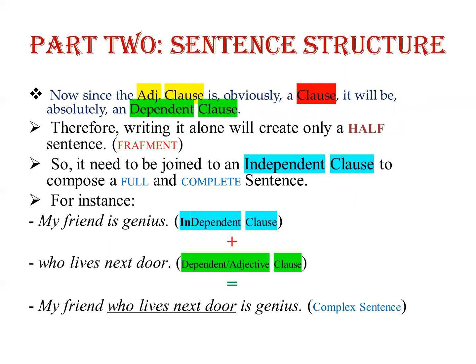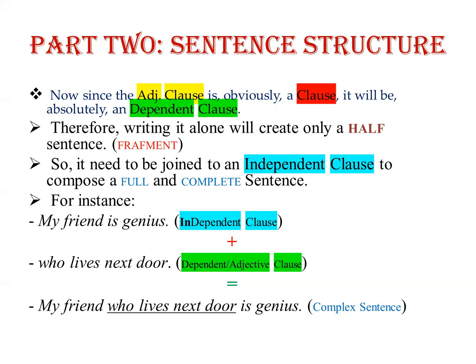Now, since the adjective clause is obviously a clause, it will be absolutely a dependent clause, because alone it doesn't have a meaning. Right now we will clarify this more. Therefore, writing it alone will create only a half sentence, a fragment. We discussed fragments previously. Fragments mean that they are half a sentence or half a thing. They are not a complete thing. So it needs to be joined to an independent clause to compose a full and complete sentence. This is about the dependent clauses.